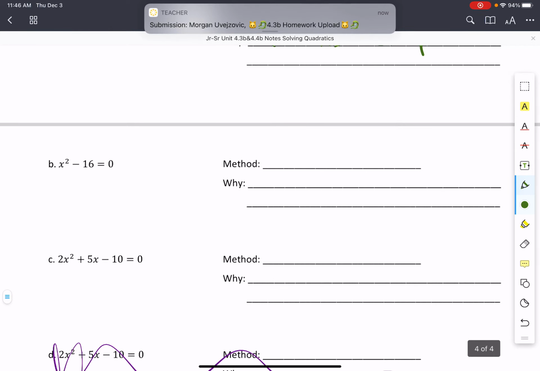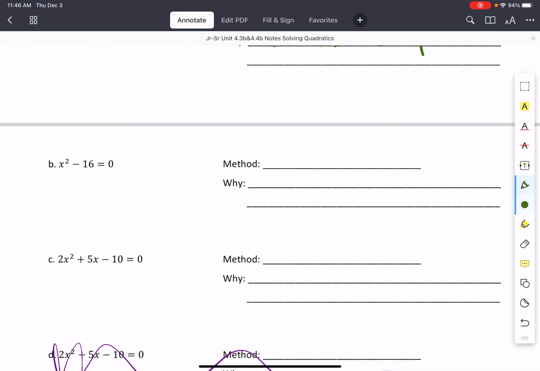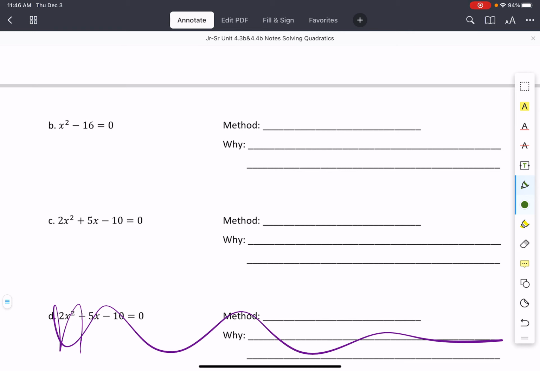What about this one? What's the easiest method? What is it? No, good guess though. Taking square roots because there's no B. Oh, that's good. So it's ready to just add 16 and square root both sides. Because there's no middle term, I can't cut B in half if there's no middle term, right? Okay, and what about the last one?